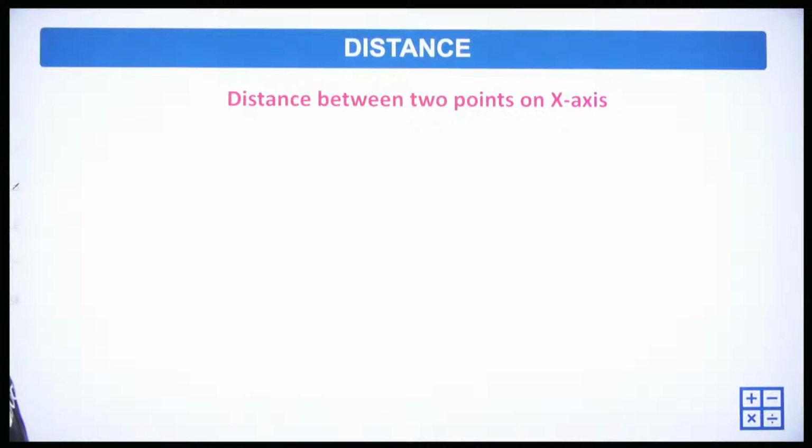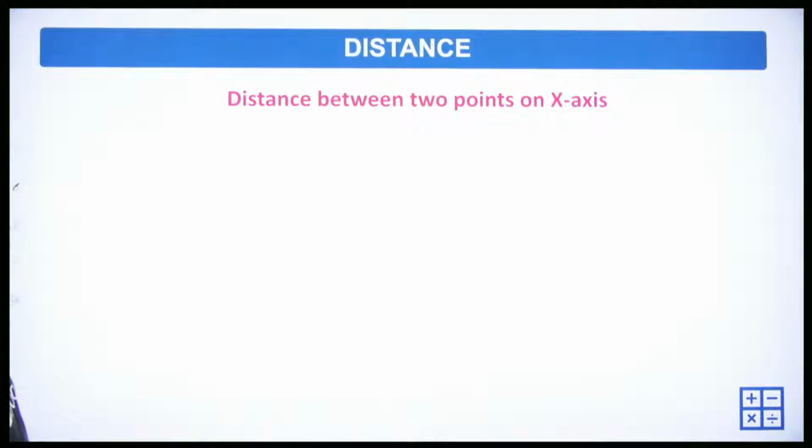Okay, so let's move forward to the next one. Distance between 2 points on a line parallel to the x-axis. Find the distance between points 7 comma 3 and 15 comma 3, on a line parallel to the x-axis.